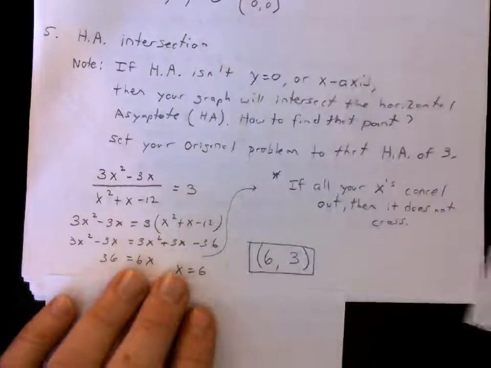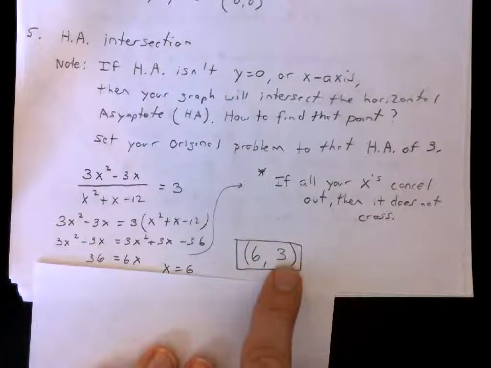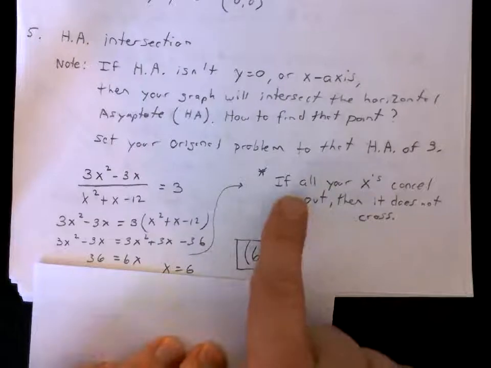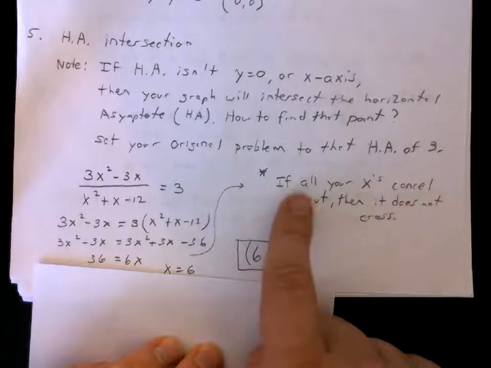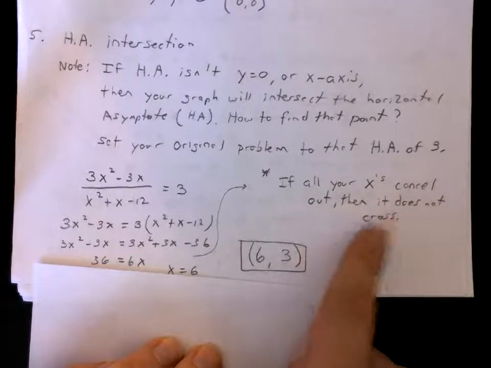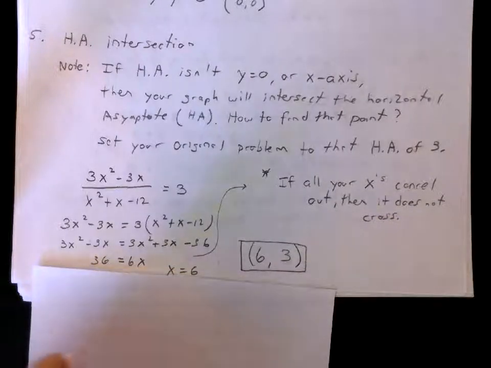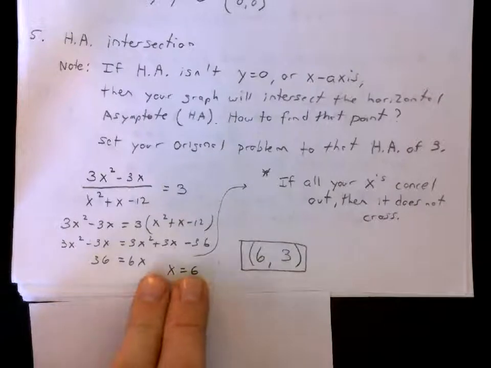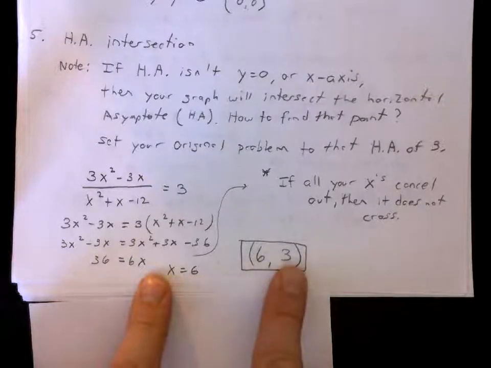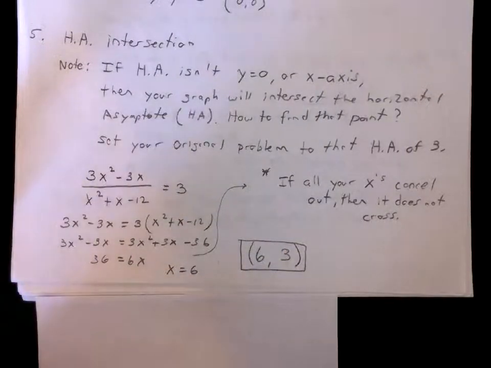And that's kind of what I showed you here, and that's where I got 3. So if all your x's cancel out, then your graph does not cross the horizontal asymptote. But since they do not cancel out, at x = 6, y = 3 is where it's going to hit the horizontal asymptote.